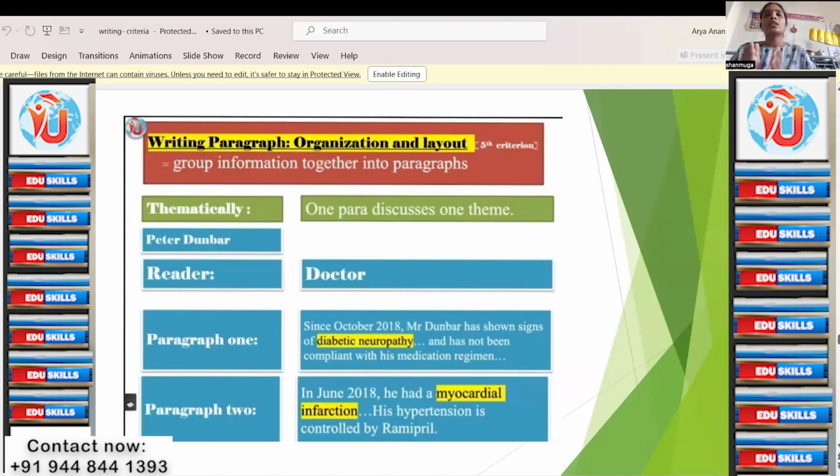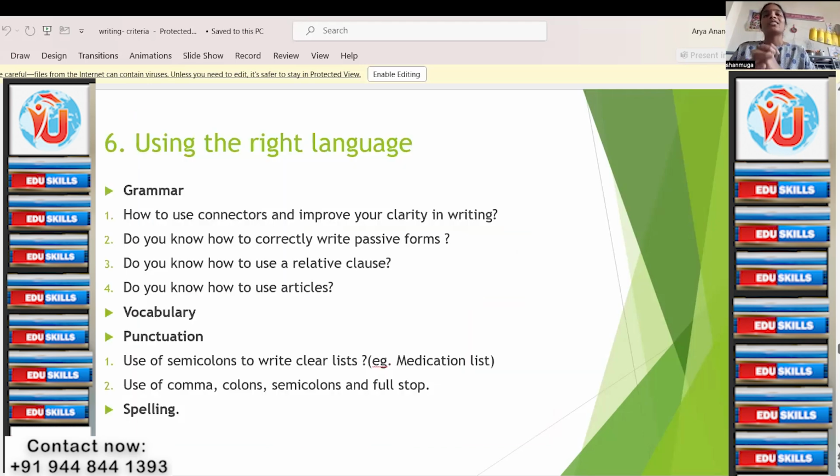You can adopt this in other ways too. I mean, in these two methods, you can adopt whichever is most suitable for the case notes and the individual situation. And we are moving on to another criterion, that is language. Yes, that is our sixth criterion: using the right language.